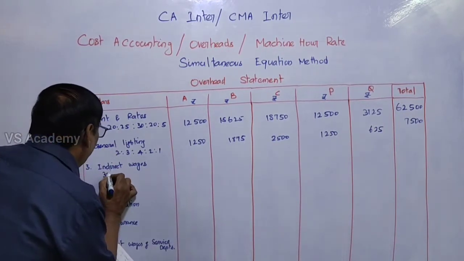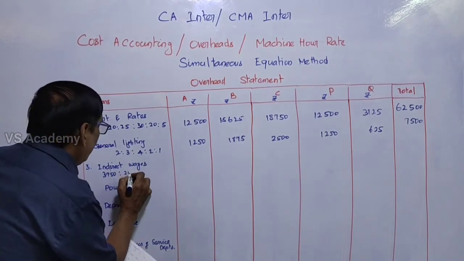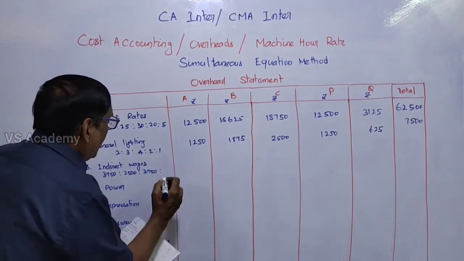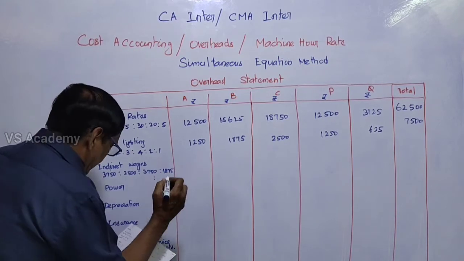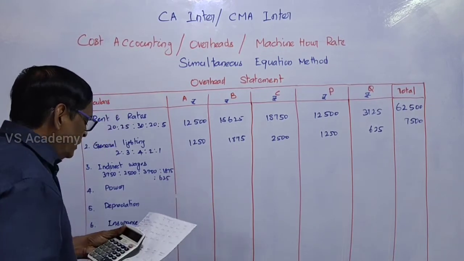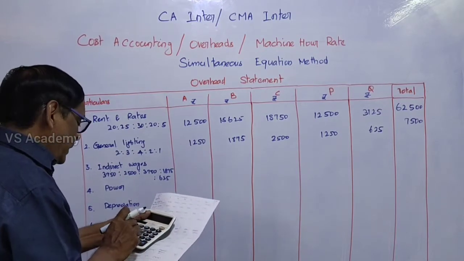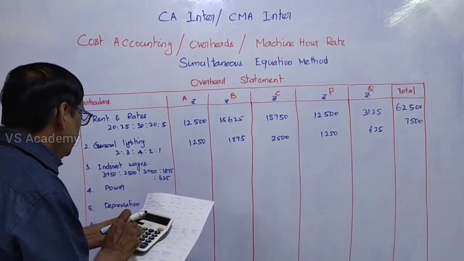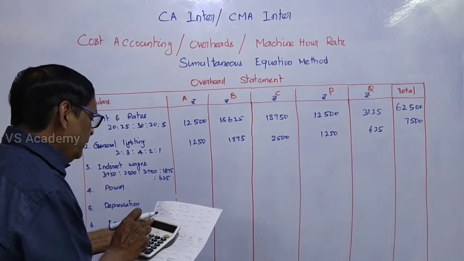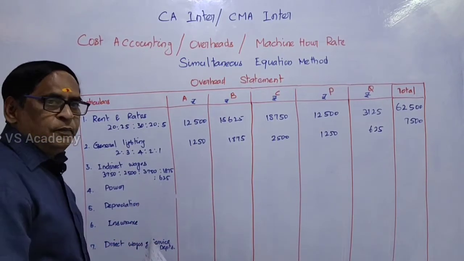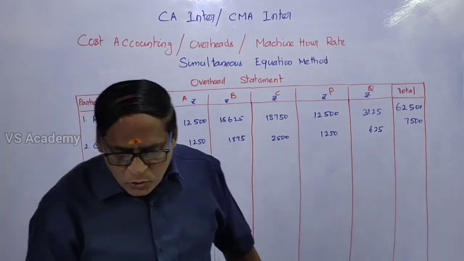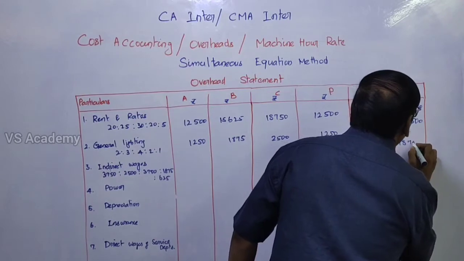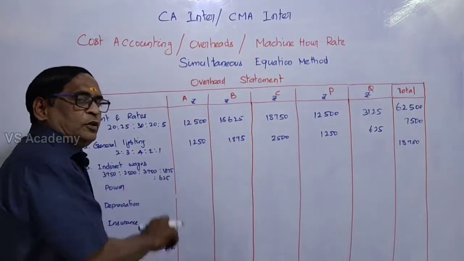So 3,750 is to 2,500 is to 3,750 is to 1,875 is to 625. So how much will the total be? 3,750 plus 2,500 plus 3,750 plus 1,875 plus 625. So 12,500 total. Now the amount given in the question, indirect wages, is 18,750. You can write it. So the total figure will be 12,500.